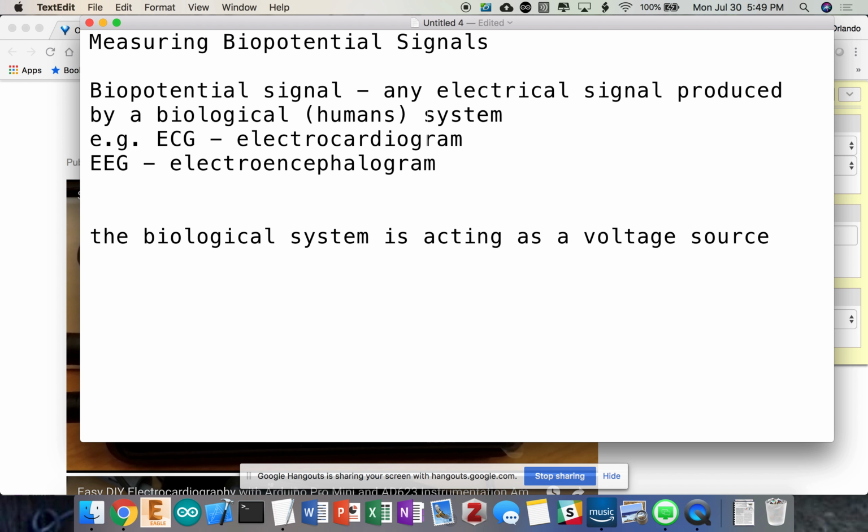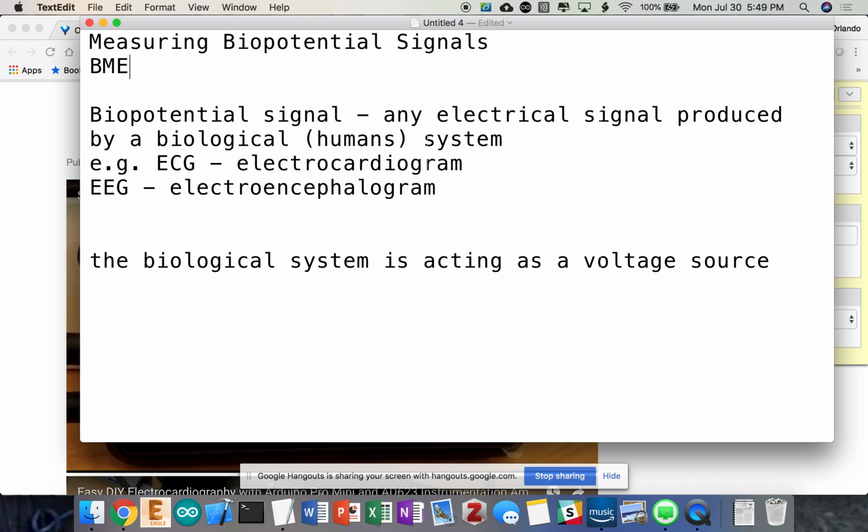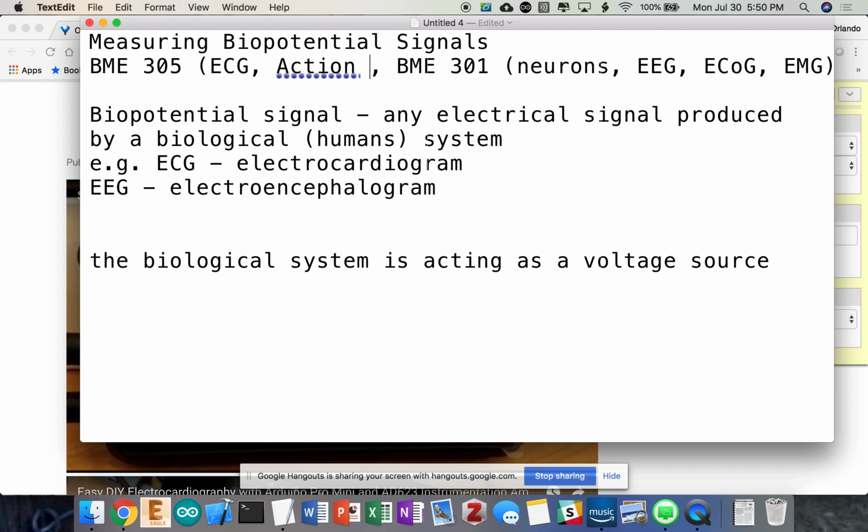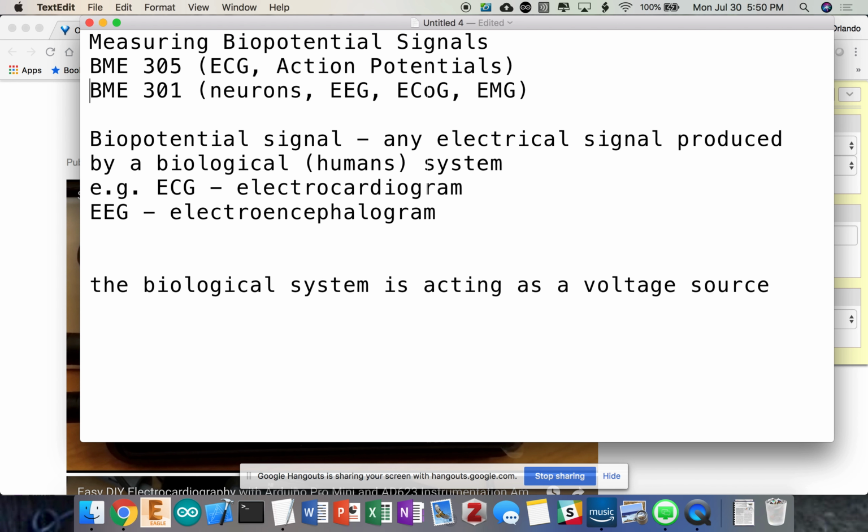And this is a big topic in BME 301 and BME 305. So we'll hear about this at length when you take these classes. BME 301 talks a lot about neurons. So you learn a lot about EEG, ECOG, and EMG, you'll actually build a device to do the EMG signal. And BME 305, we more or less tend to focus on the ECG and action potentials. So we actually do that quite in length here in BME.